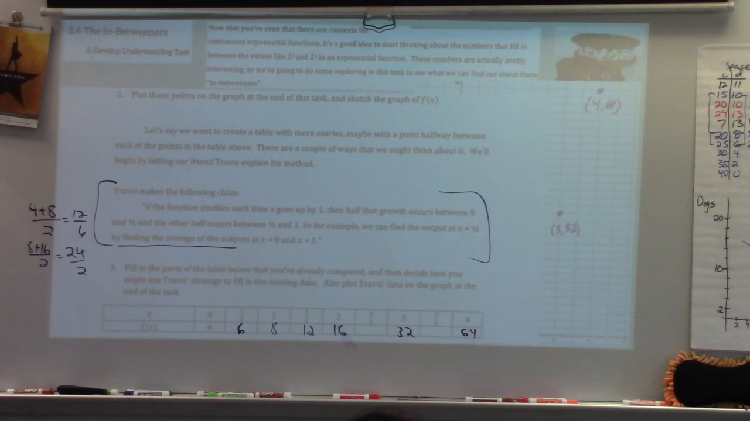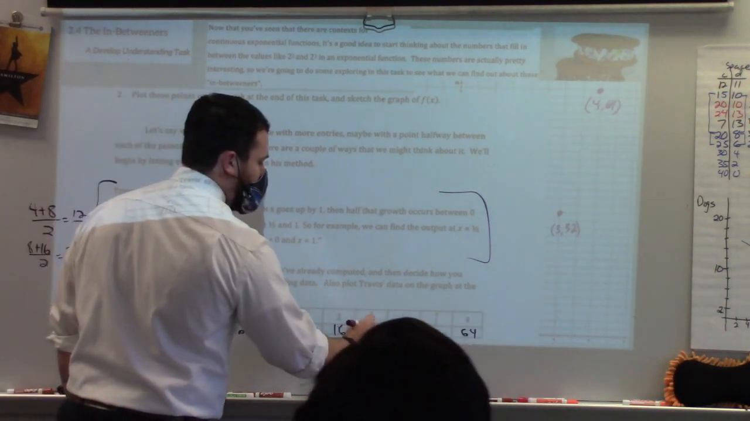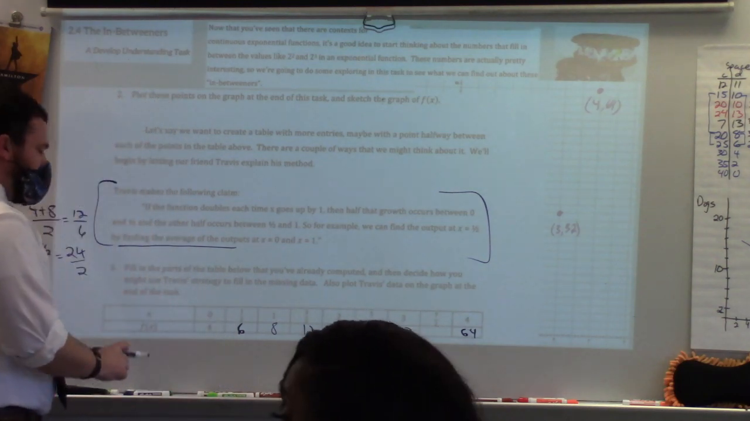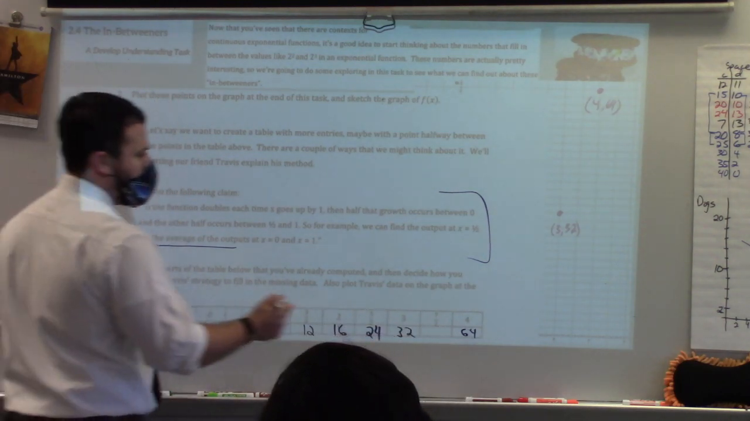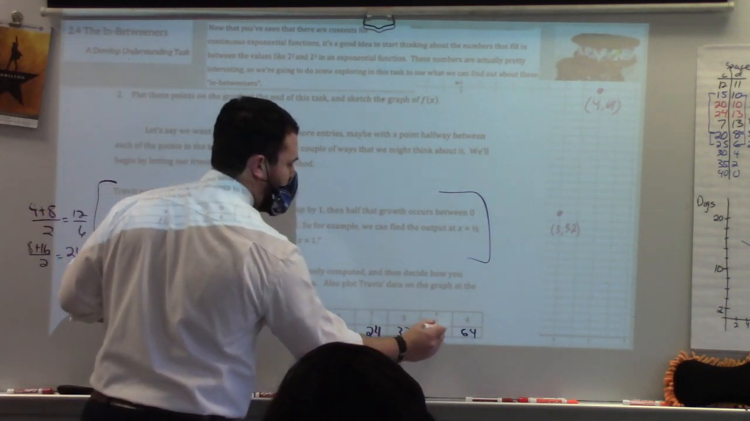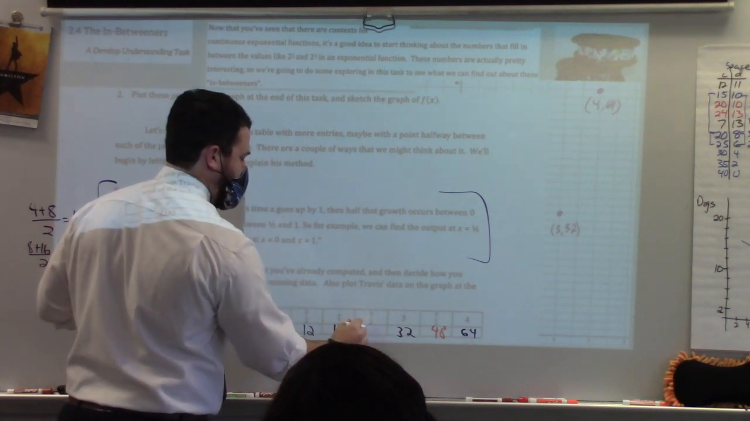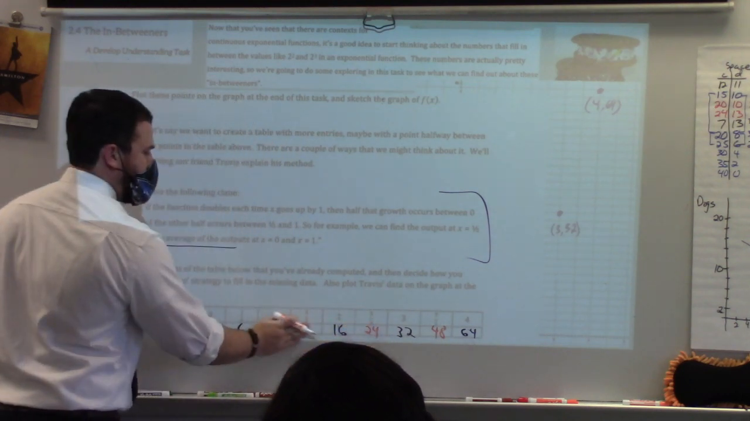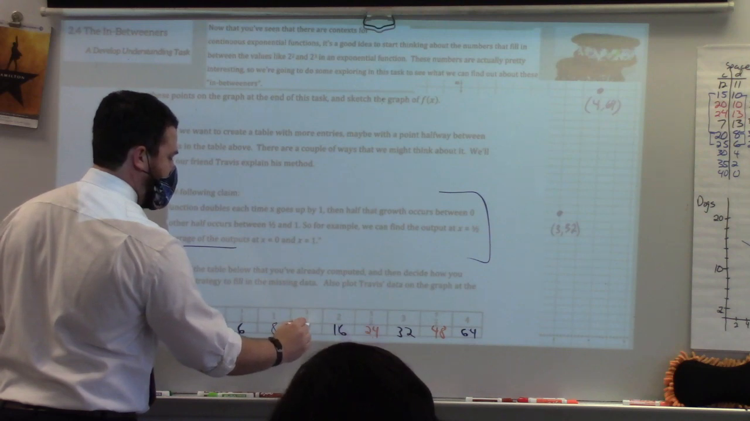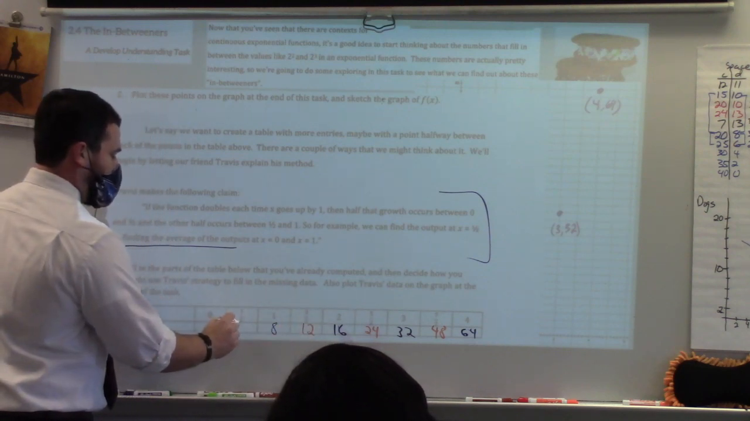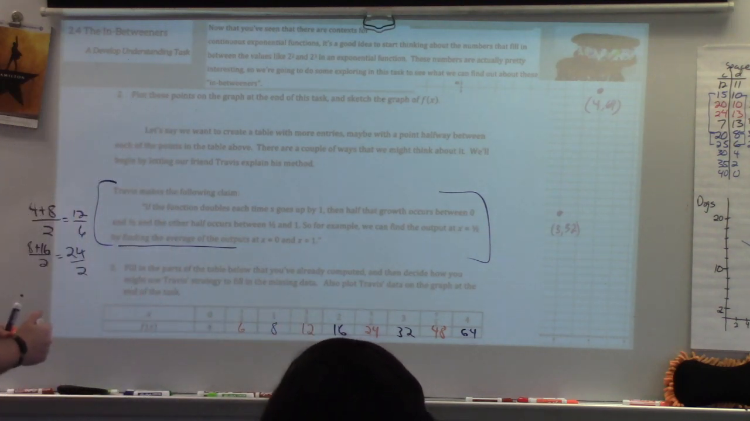What about between 16 and 32? 24. What about 32 and 64? 48. How do you do that? 16 plus 8 equals 24, and then you divide it by 2, and then you get 12. That's the average. Why are you adding 8?